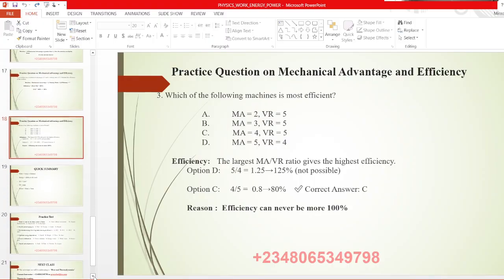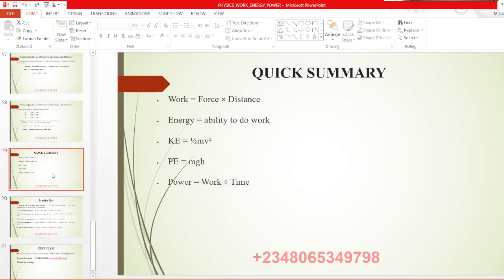So let's look at the quick summary before calling it a day. The quick summary talks about work, a certain amount of force applied in the direction of displacement. Energy is the ability to do work, and we have different types of energy: kinetic energy, energy of motion, and potential energy. A typical example is gravitational potential energy, which is the energy of height. Kinetic energy is directly proportional to the square of velocity. As the velocity increases, it also increases.